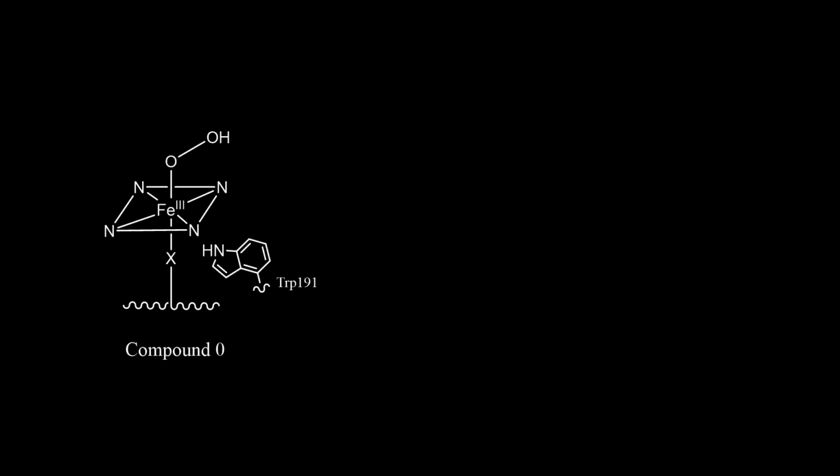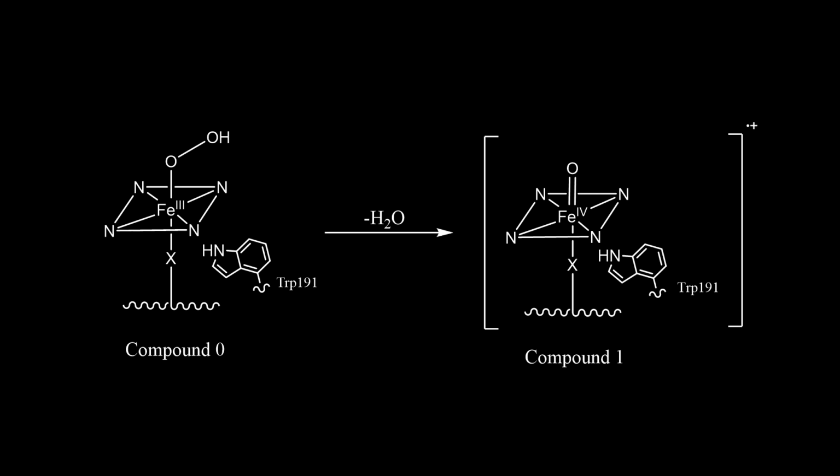Compound 1 exists as a radical cation with the iron center in +4 oxidation state. The radical cation in CCP does not form a porphyrin radical but instead forms a tryptophan 191 radical.